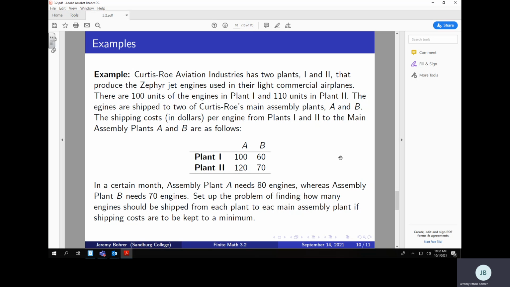In a certain month, assembly plant A needs 80 engines, whereas assembly plant B needs 70 engines. Set up the problem of finding how many engines should be shipped from each plant to each main assembly plant if shipping costs are to be kept to a minimum.